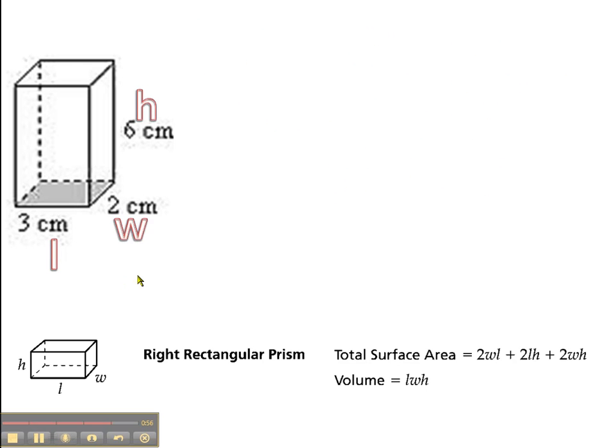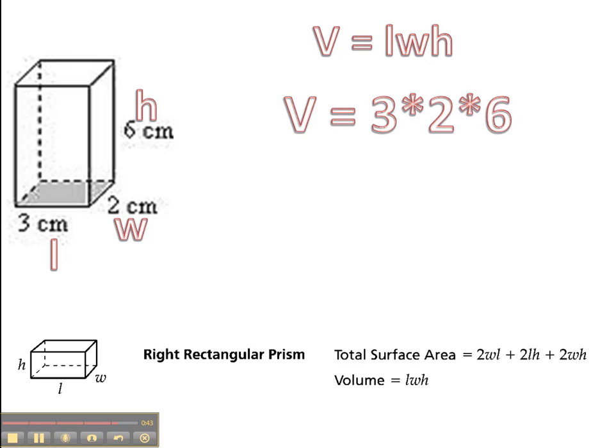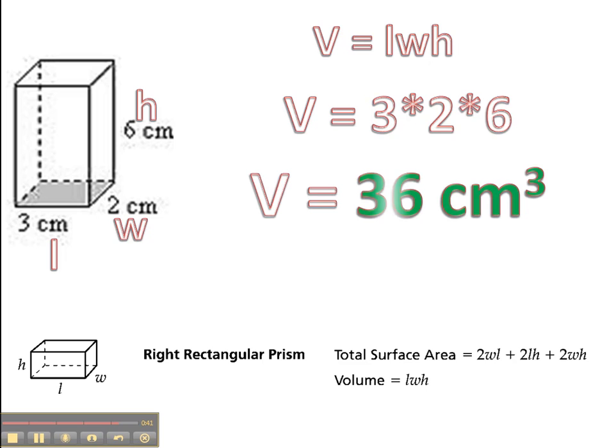Again, I'm just labeling these pieces. And we're going to use the formula length times width times height to find the volume. Probably this is the formula, anytime I ask for a formula, this is what people usually yell out. So 3 times 2 times 6, we get 36 cubic centimeters, and it is a measure in cubes.